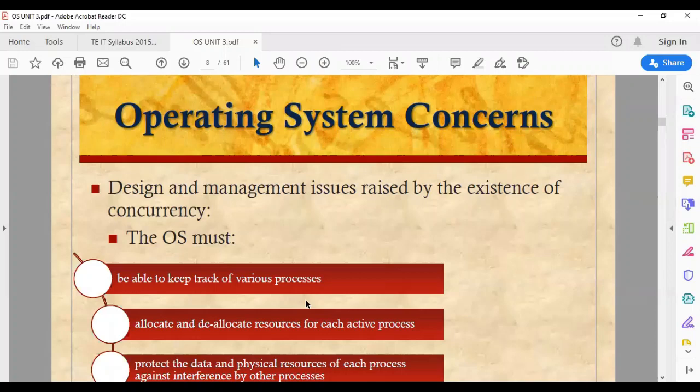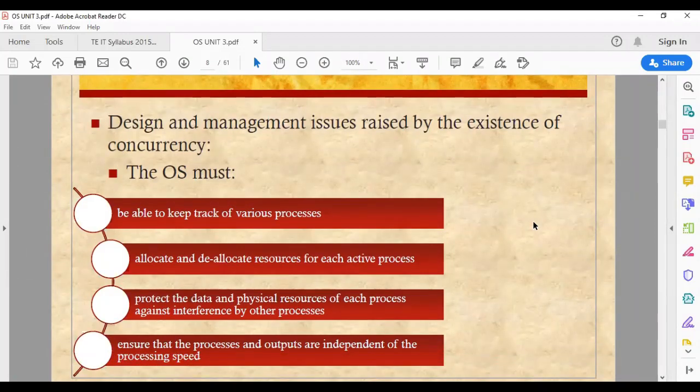Then, based on the operating system, the design and management issues raised by the existence of concurrency: how is concurrency maintained by the OS? The OS must be able to keep track of various processes: which process is executing, which is not executing, which is in the ready state, which is in the newly born state. Then allocate and deallocate resources of each active process. That is required to be done by the operating system.